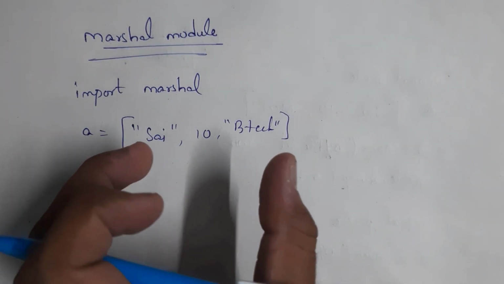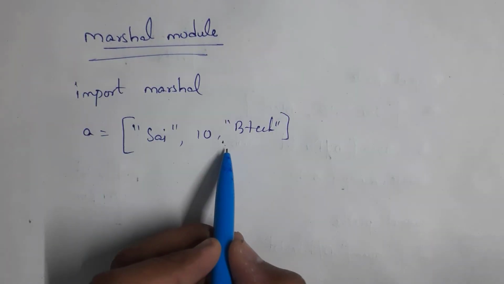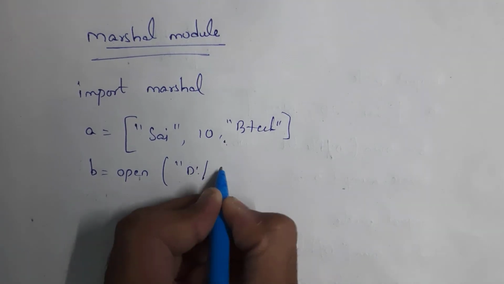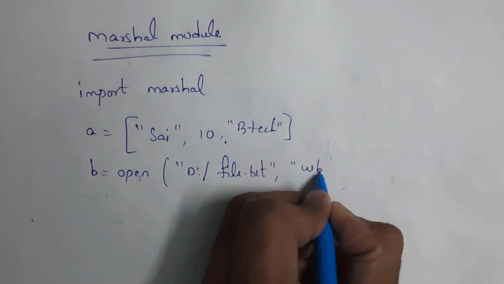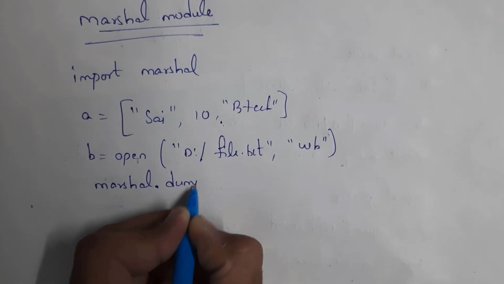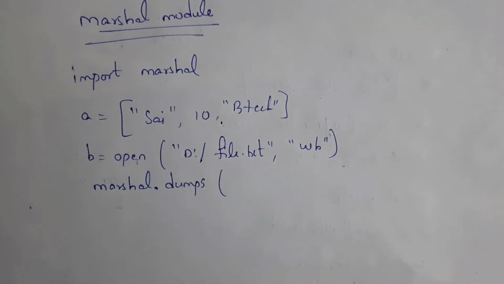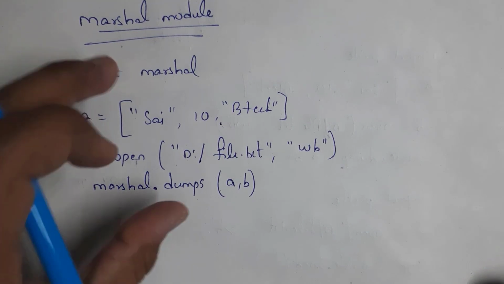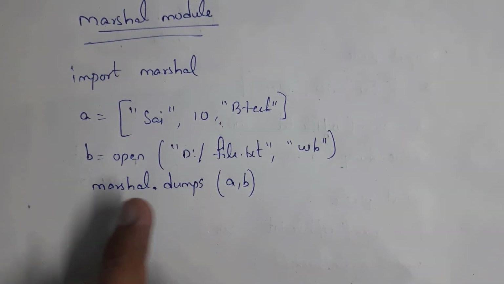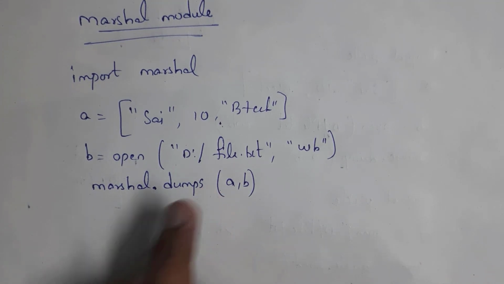Now I want to copy this list to file. That file name is file.txt. So just write here b equal to open file.txt, write binary mode. And next write here marshal.dumps of a comma b. Guys, this module is same as pickle module. Only difference is that in place of writing pickle.dump, write here marshal.dumps. You need to add s here.